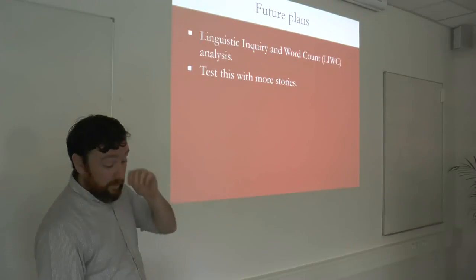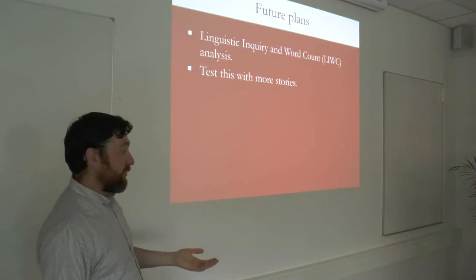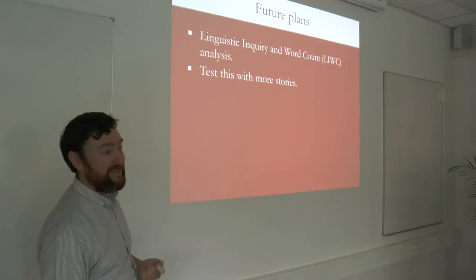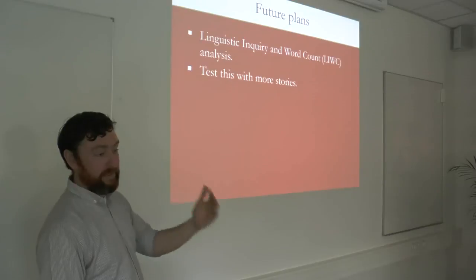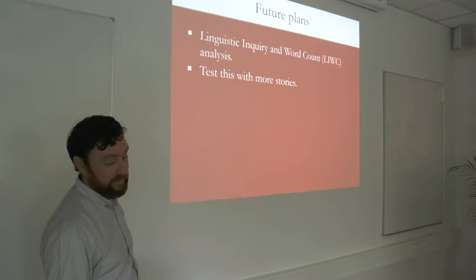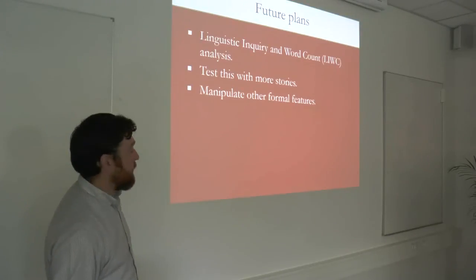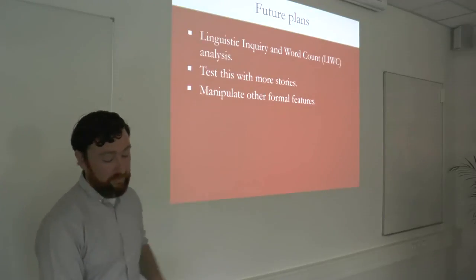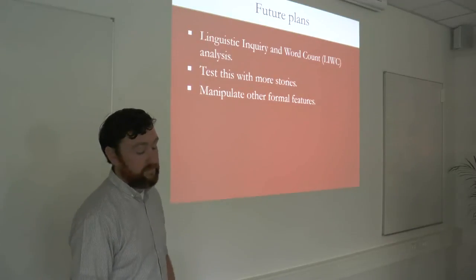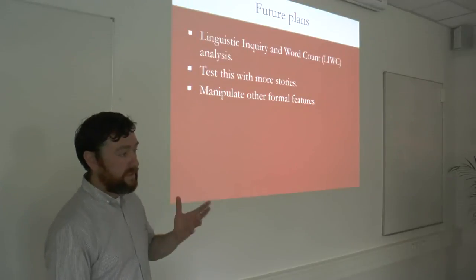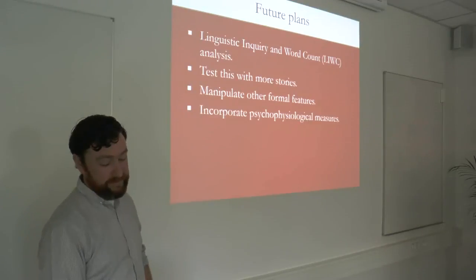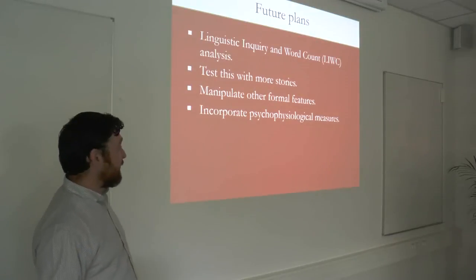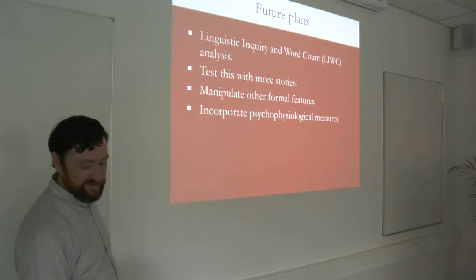We want to test it with more stories. If anyone has seen our research over the past couple of years, you know that we've been talking about this study, and we're really interested to start building this beyond the specific story we've been looking at. And we want to manipulate other formal features. I'm sure you could already consider various other formal features in films that might change the way in which we think about characters. We're interested in incorporating physiological measures so that we complete that triangle that Katalin presented earlier on.